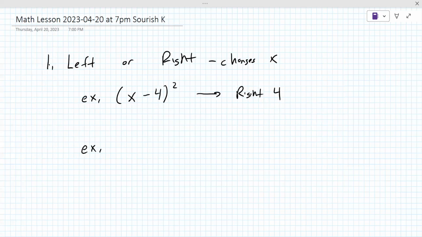So here's another example. Square root of x plus 3 is left 3. How are you going to remember that? Plus means to the right. Okay, simple. Do you have this down in your notes? Yes. Okay, so I'm going to give you 4 examples here.